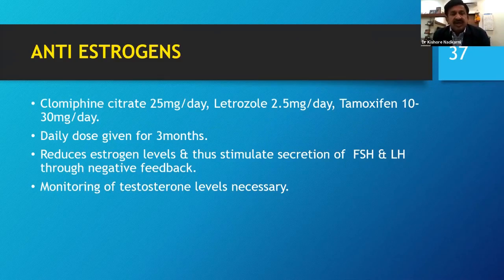They reduce the circulating estrogens, and thereby by negative feedback stimulate FSH and LH. FSH causes spermatogenesis, but the LH stimulation sometimes precedes the FSH stimulation, resulting in spikes of testosterone levels, which in turn suppress FSH or suppress spermatogenesis. So this is important to know. Not everybody gets good results.